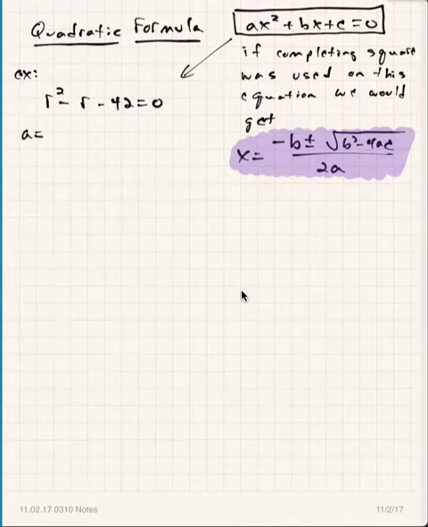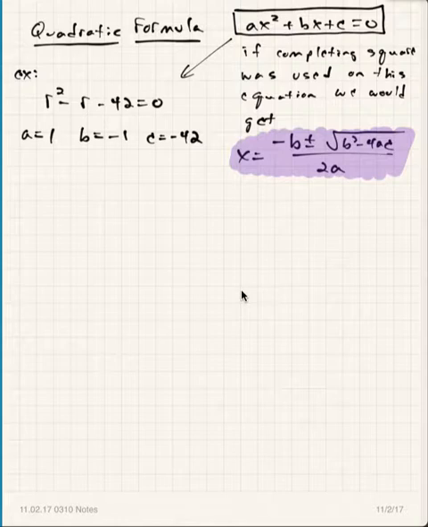So a is the coefficient of the squared term. It's the number that's in front of it. And so that's a 1 in this problem. b is the coefficient of the linear term, the middle term. And so in this case, that negative r means this is negative 1. And then c is negative 42. It's the constant term. Please pay attention to the signs of these constants. That's very important in the formula.